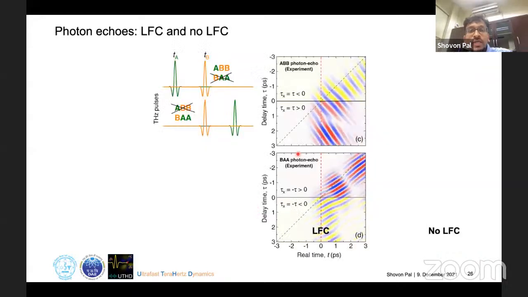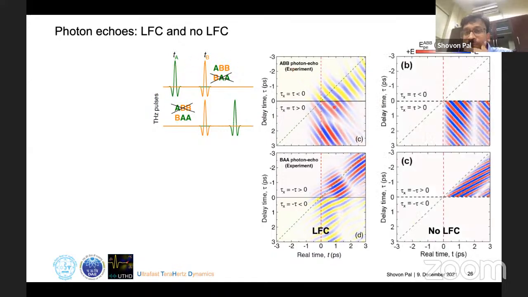Now, one can also take a look at the photon echo. Typically, if you have a leading pulse, that is, the first pulse to arrive is pulse A, then you cannot have a scenario or signal which corresponds to the BAA signal. So long story short, in the ABB photon echo, you are not supposed to expect this signal at all, provided that you do not have any local field correction. This has been theoretically verified. If we turn off the local field correction, or the coupling between the electronic and the ionic motion, you see that you should not have this.